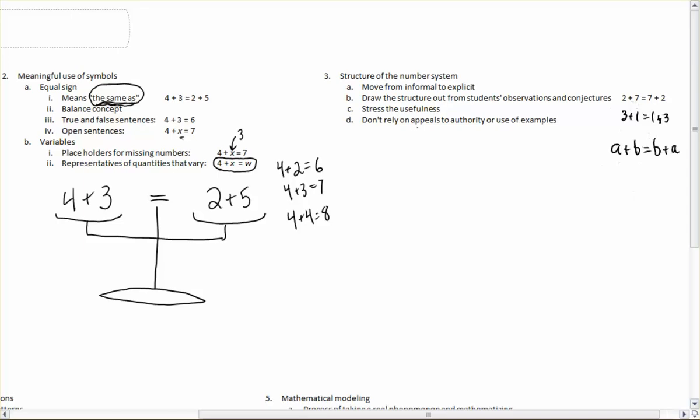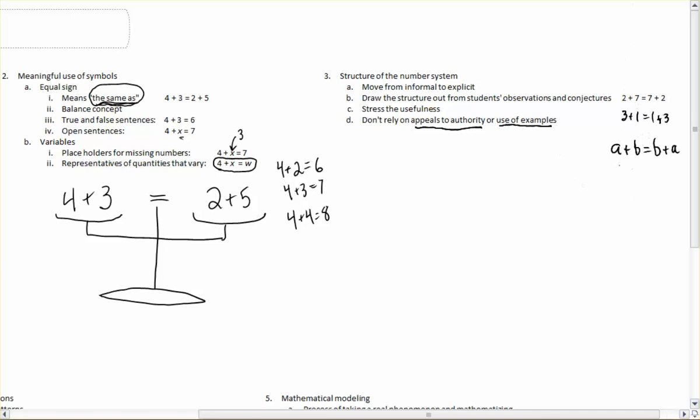We don't want to leave them relying on appeals to authority. In other words, my teacher said that's true, so it must be true. Or my textbook said it's true. Instead, we want them to rely on the logic and the reasoning underneath it. We also don't want them to rely on a use of examples. Okay, kids, let's list as many examples as we can think of. 10 different examples. Look, it's always true.